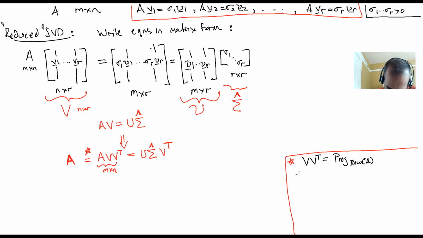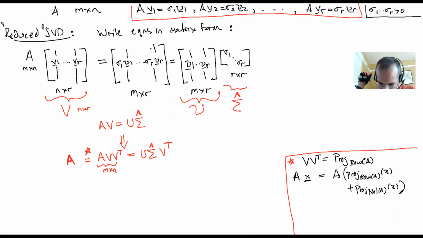But now, suppose I take A times a vector x. That's the same as A times the projection of x onto the row space of A, plus the projection of x onto the null space of A. Why is that? Because the null space is the orthogonal complement of the row space. So I'm using some fact from, I guess, section 6.1 here.